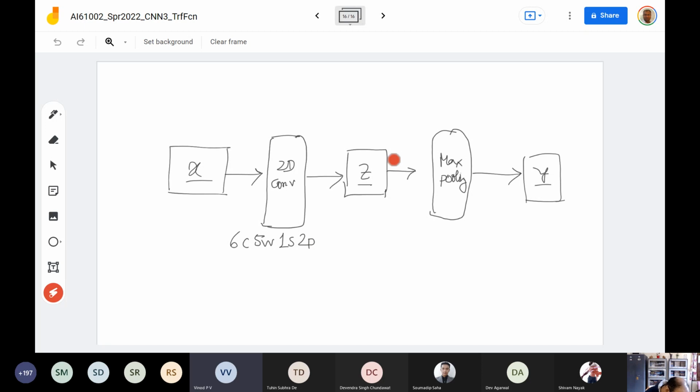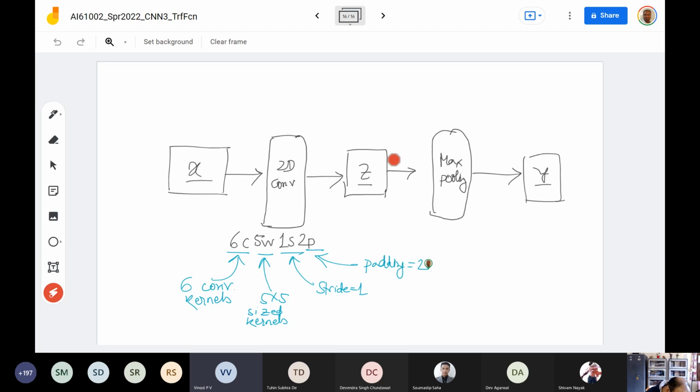So if this is what I write down over there, then what does this signify? We need to understand these are some formal naming conventions. So this part means that there are 6 convolution kernels. 5W means these are 5 cross 5 sized kernels. 1S means that stride is equal to 1. 2P means padding is equal to 2.